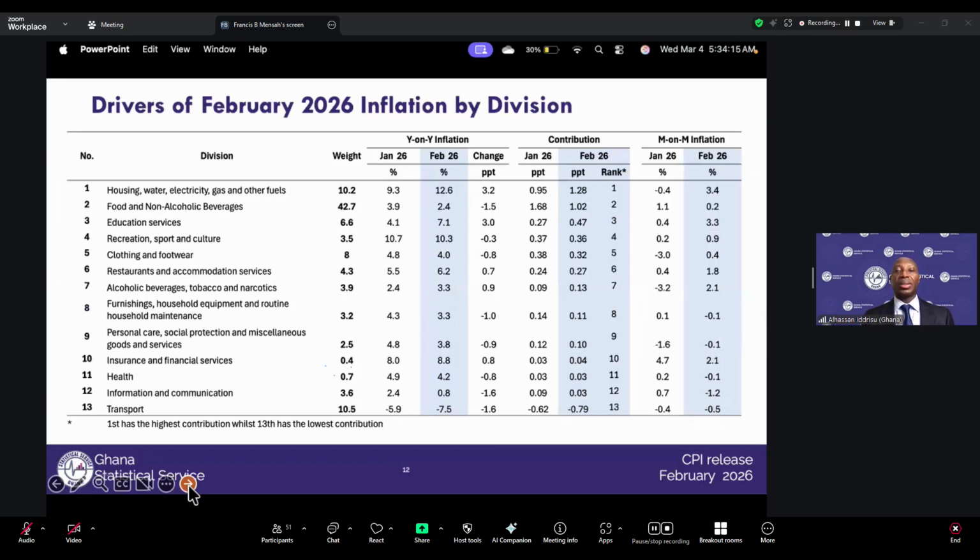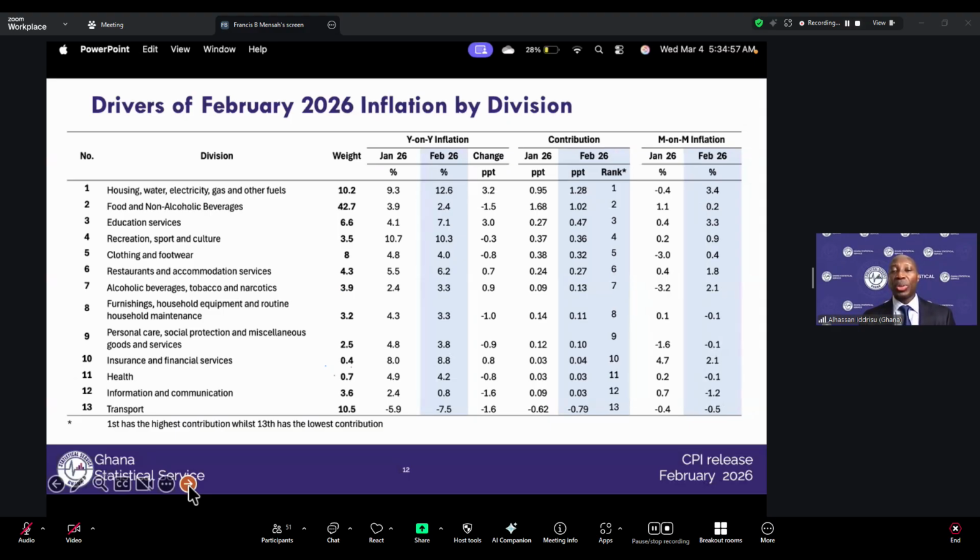Now let's look at the drivers of the February 2026 inflation, especially from the viewpoint of divisions. The main drivers of inflation in February 2026 include, one, housing, water, electricity, gas, and other fuels, which contributed the highest to inflation, about 39% of the overall inflation of 3.3%. The second driver is food and non-alcoholic beverages, which actually contributed about 31% to overall inflation.